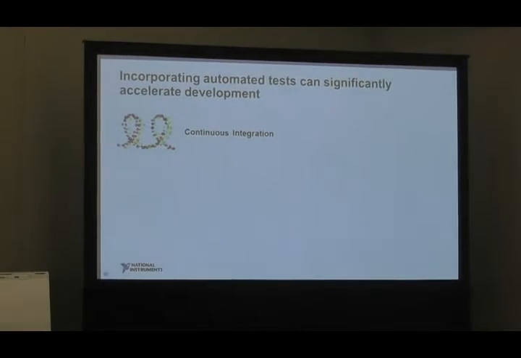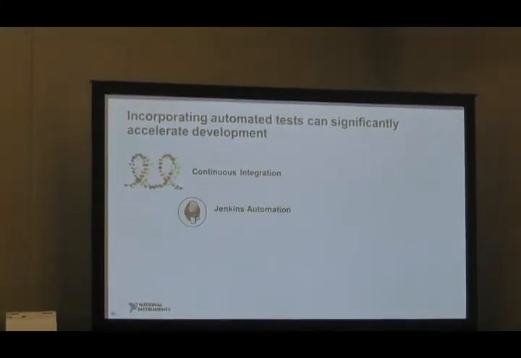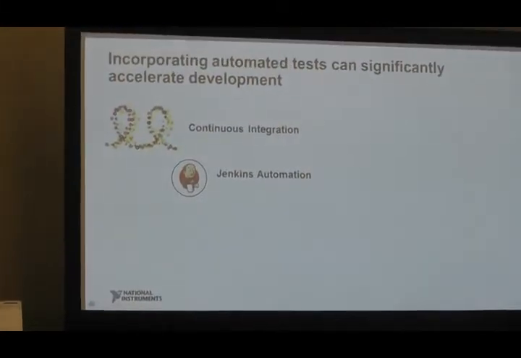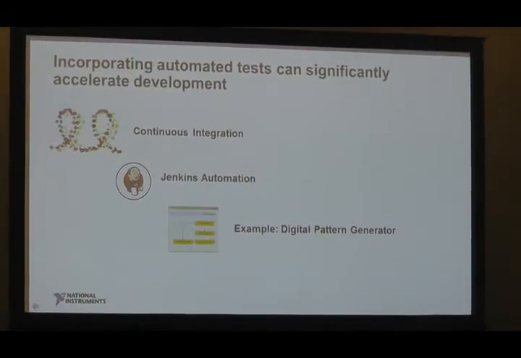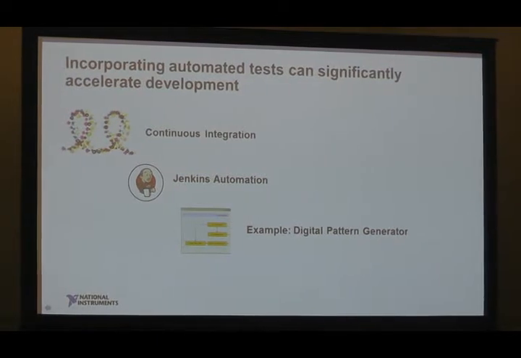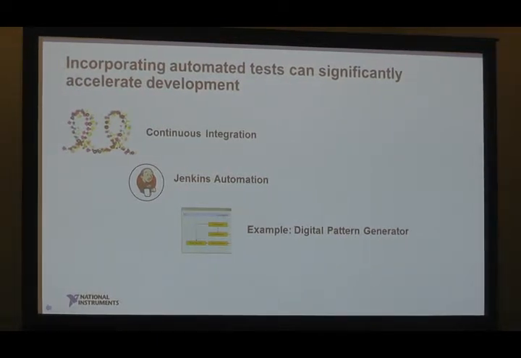Okay, so we broke this session down into 4 parts. First, we're going to give you a crash course in continuous integration if you've never heard of it. Next, we're going to look at Jenkins. We're going to go through an example FPGA application of something that's simple that we can digest in a 1-hour session, which is a digital pattern generator. And then lastly, we'll talk about the test methodology we use for LabVIEW FPGA.